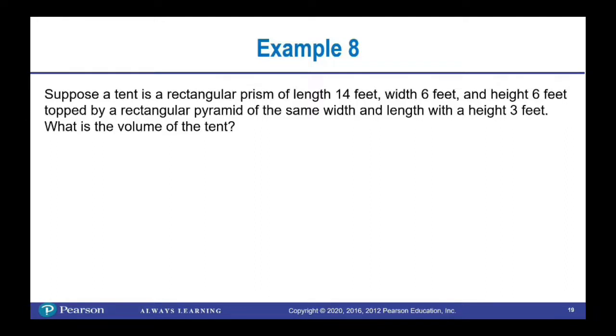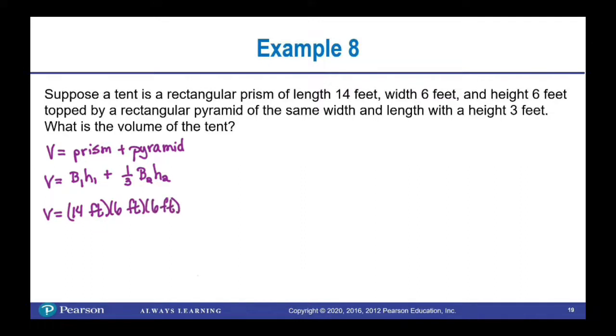Suppose a tent is a rectangular prism of length 14 feet, width 6 feet, and height 6 feet. It's topped by a rectangular pyramid of the same width and length and a height of 3 feet. And we want to know the volume of the tent. So to find our volume, we find the volume of the prism and we add the volume of the pyramid to that. The volume of the prism is the area of the base times the height. The volume of the pyramid is 1/3 the area of the base times the height. Now notice I use different notation here because the heights are different for the prism and the pyramid, so I can't use just h for both of them.